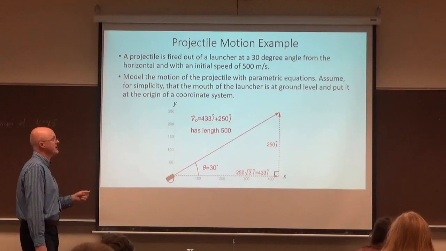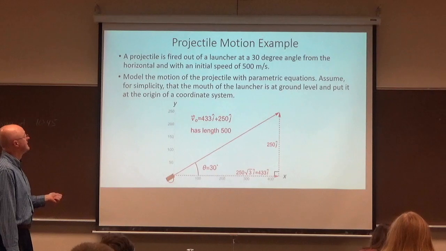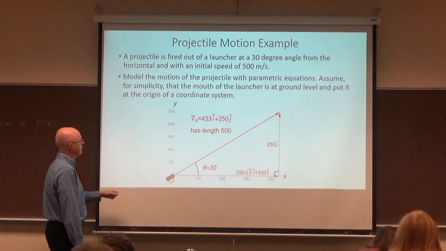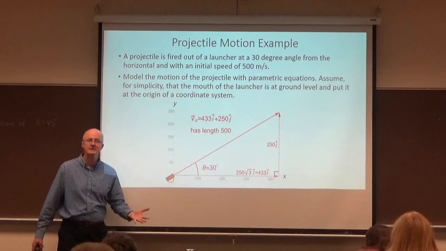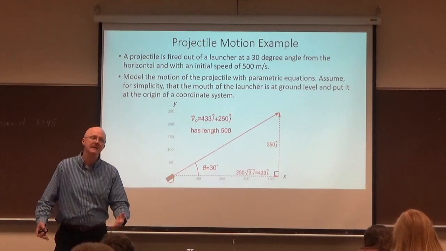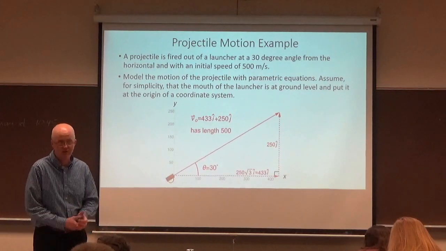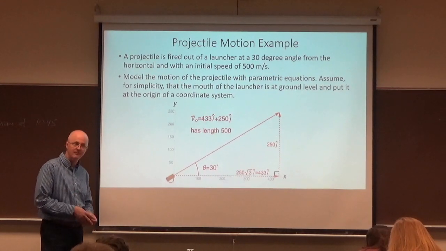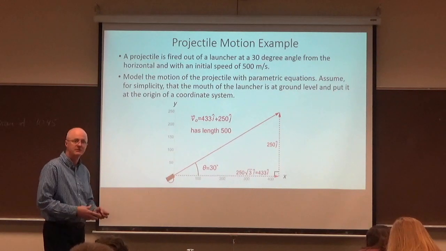Model the motion of the projectile with parametric equations. Assume, again, for simplicity, that the mouth of the launcher is at ground level and put it at the origin of the coordinate system. Choosing your coordinate system appropriately helps keep the equations simpler than they would be otherwise. Another simplification is to start time at 0, though in theory we could start time at other spots as well.